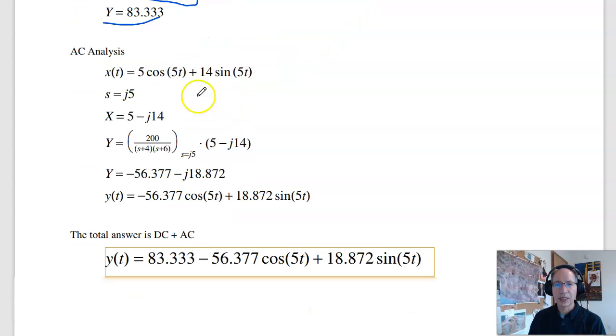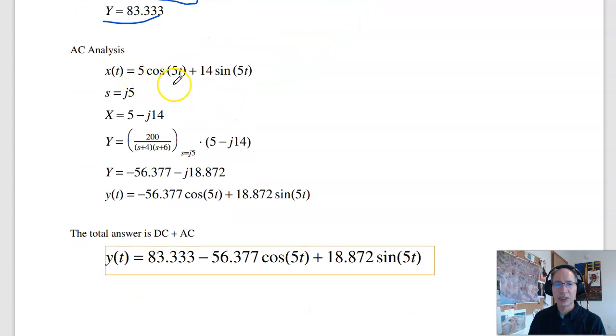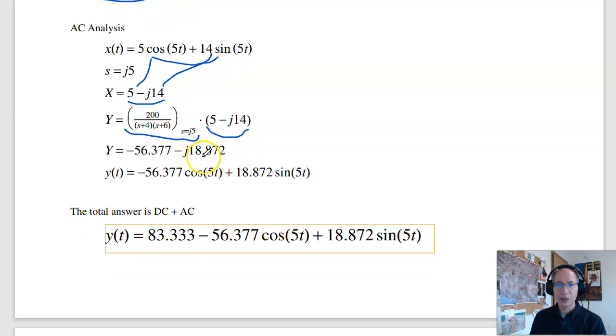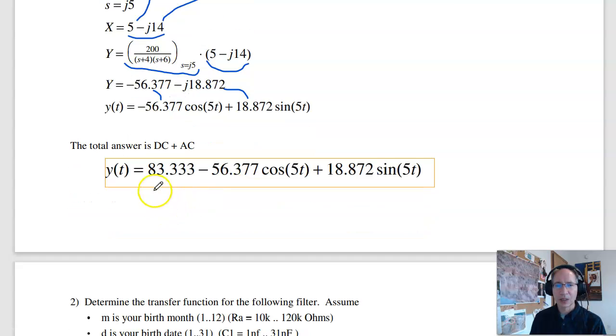For the AC input, x of t is 5. Well, here's x of t. The frequency is 5 radians per second. In phasor form, x is 5 minus j14. The real part's cosine, minus j is sine. Here's the gain everywhere. All I care about is what's the gain at 5 radians per second, times the input at 5 radians per second, gives you a complex number. What that means is the real part's cosine, minus j is sine. So the total answer then is your DC term plus your AC term.